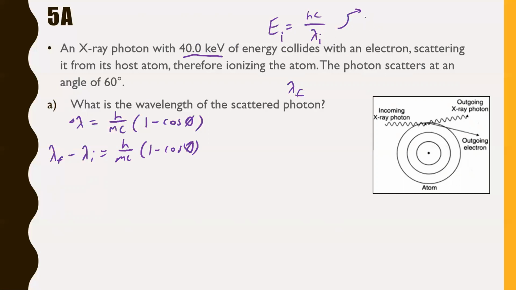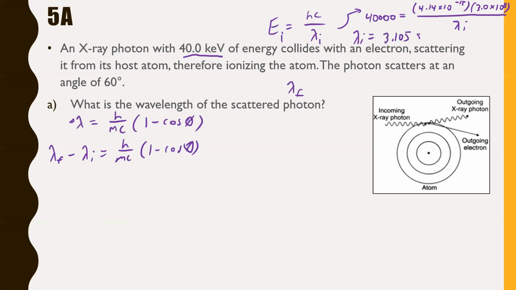40 kilo electron volts is 40,000 electron volts. This is going to equal h in electron volts, which we haven't used yet today, but it's a very different number, 4.14 times 10 to the negative 15. And then the speed of light is 3.0 times 10 to the 8, all divided by lambda i. So if we want to find lambda i, your initial wavelength, just multiply it over and then divide by 40,000.